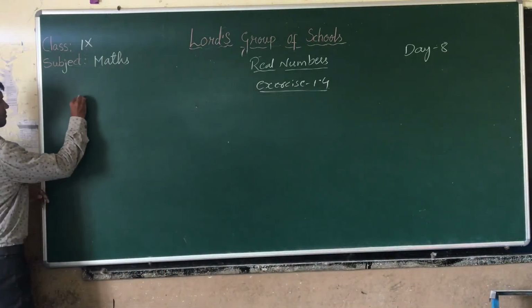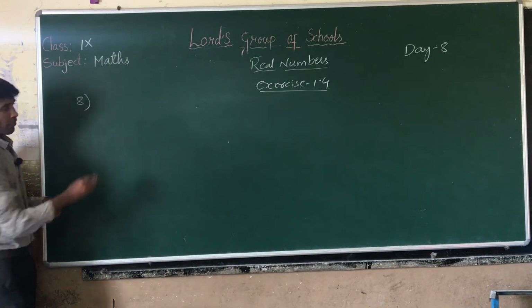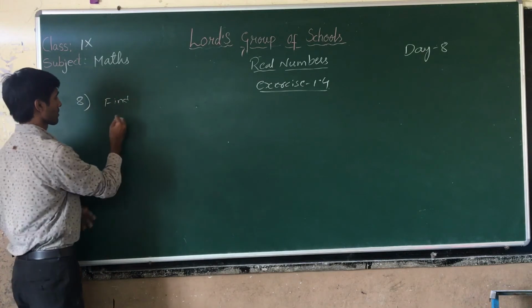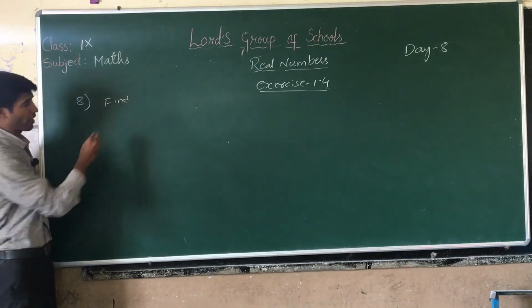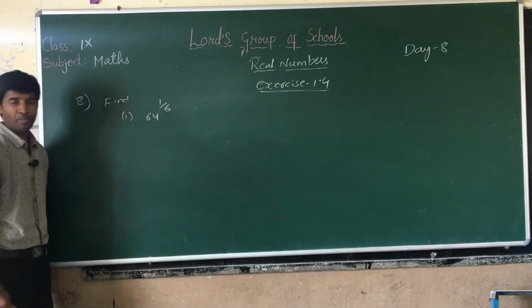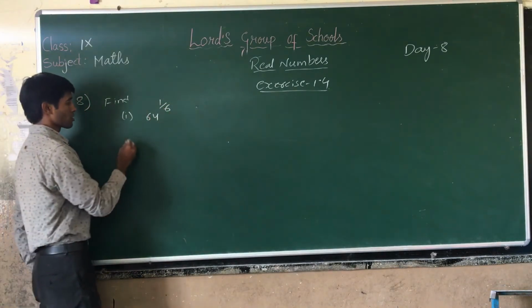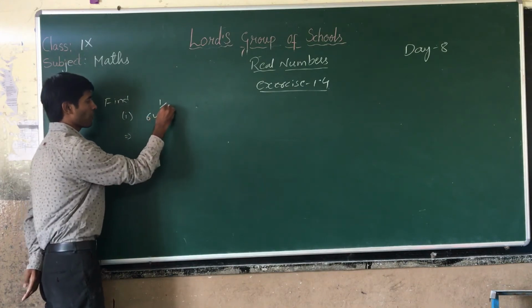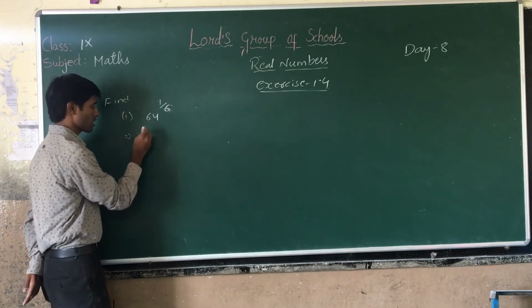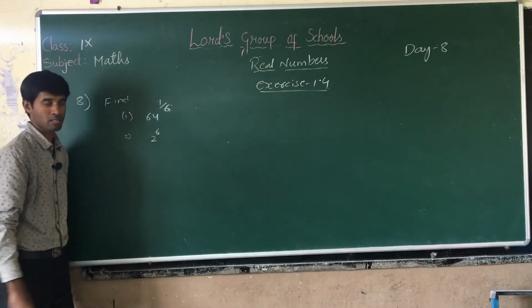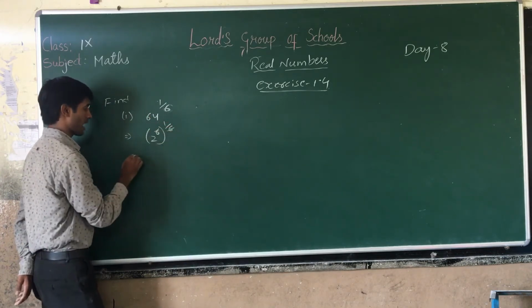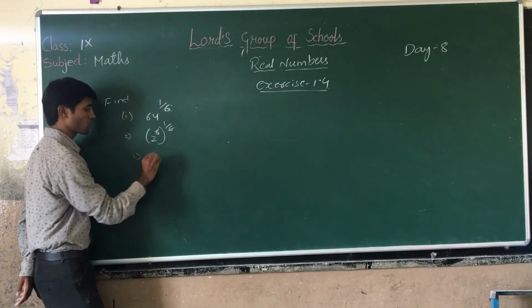Now 8th bit, find. They have given 6 bits, and we have to find the value of the first one, 64 power 1 by 6. This we can do by different methods. The first method is, whatever power we have in the 1 by 6, see the denominator, that power we have to write. See here, 64 can be written as 2 power 6, whole power 1 by 6, right. 6 and 6 get cancelled, so the remaining will become 2.